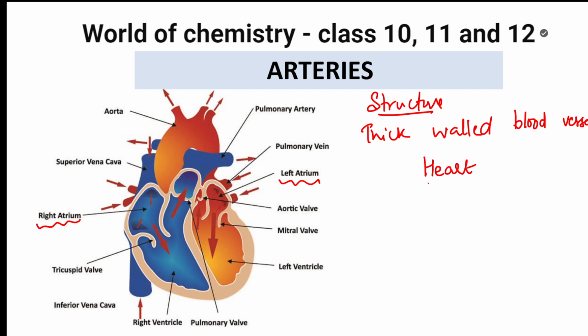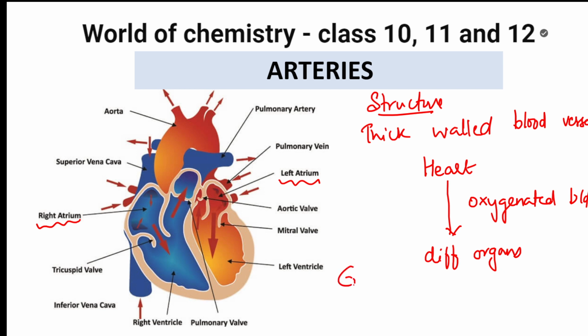From where it is carrying? Arteries will always carry blood from heart to different organs. What type of blood do they carry? They are always going to carry oxygenated blood, oxygen filled blood. That's why your blood is here. In this case, it is showing your blue color, oxygenated blood. But there is one exception in this. I'll show you what is that exception in this, that we will see.